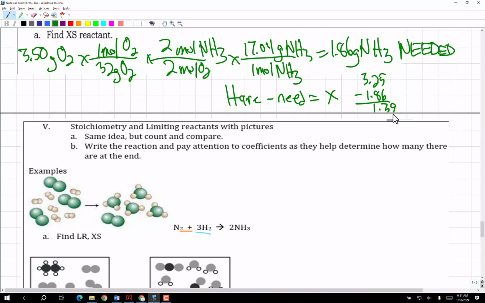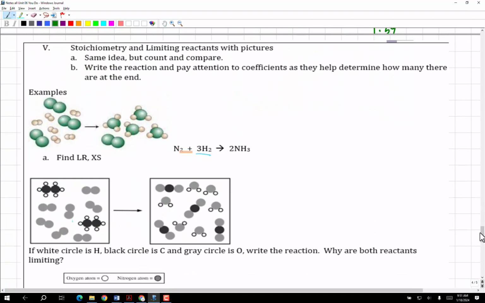All right. Stoichiometry and limiting reactants with pictures. Same idea, but count and compare. Write the reaction, and pay attention to the coefficients, as they help determine how many there are at the end. So if I have N2 + 3H2 yields 2NH3.